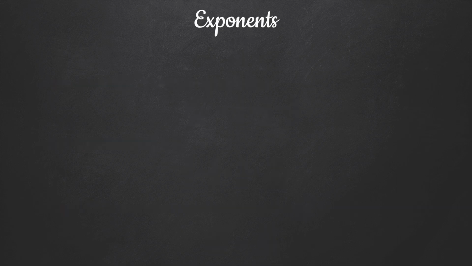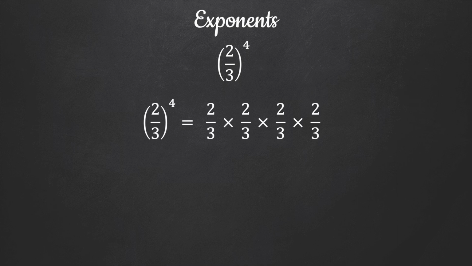All right, so let's go ahead and do another example. Here we have 2 over 3 to the power of 4. So first, we're going to write it as repeated multiplication. So 2 over 3 to the power of 4 is equal to 2 over 3 times 2 over 3 times 2 over 3 times 2 over 3.